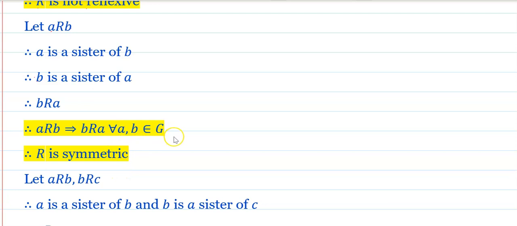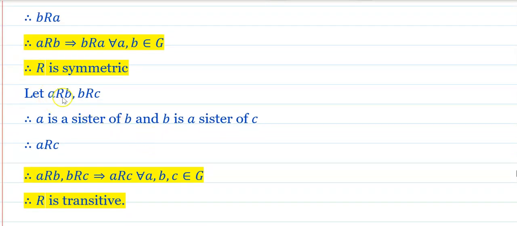Next, ARB, BRC means A is a sister of B, B is a sister of C. It implies that A is a sister of C. A is a sister of B, B is a sister of C. It implies that A is a sister of C. That is, ARB comma BRC implies that ARC for every A, B, C belonging to G. Then R is transitive.